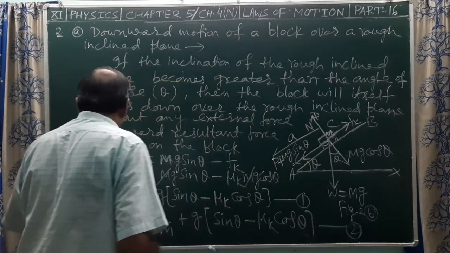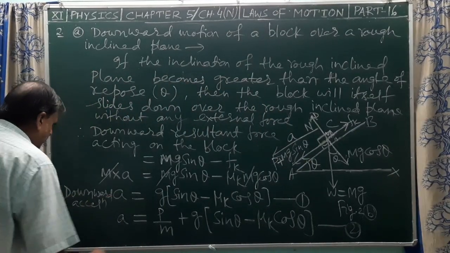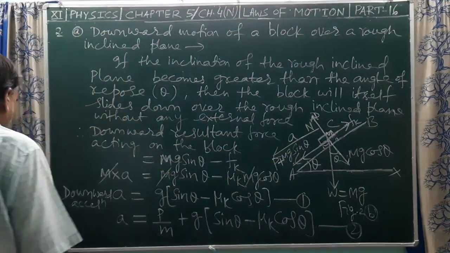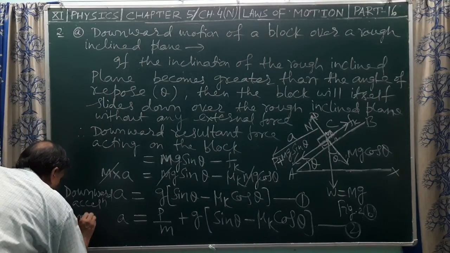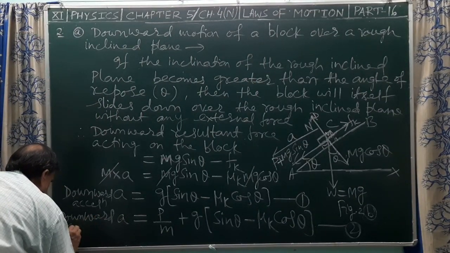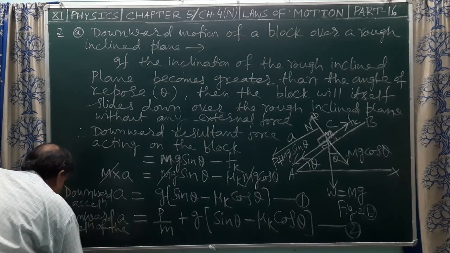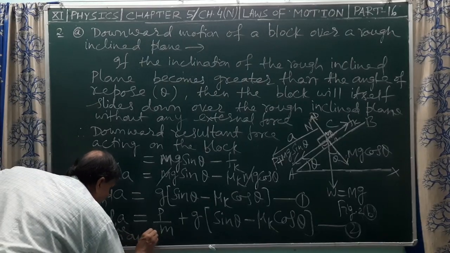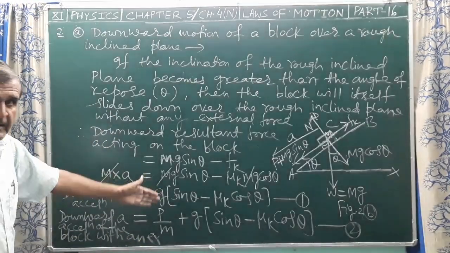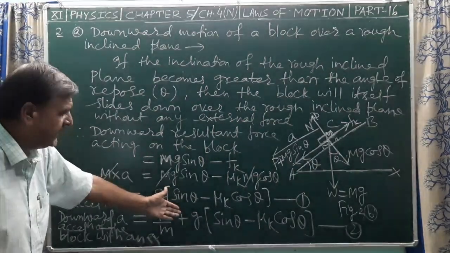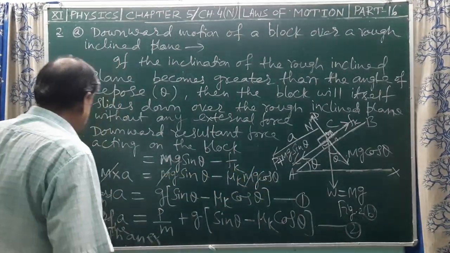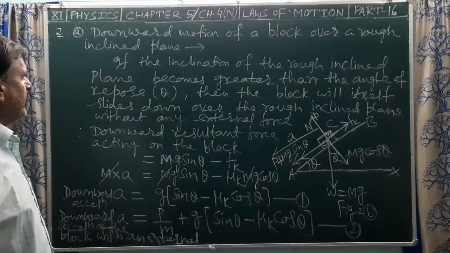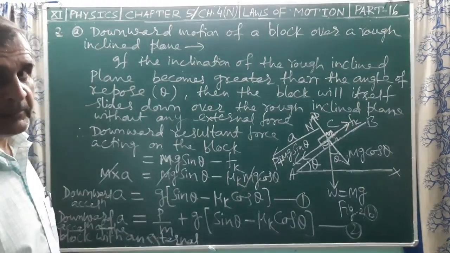And this is equation number 2. This is also downward acceleration, but with external force P acting on the block. So this is also the formula for downward acceleration of the block with an external force P. That is, a is equal to P by M, that is external force by mass, plus g, small g, under bracket sin theta minus mu k cos theta. This is another formula we have obtained in case of downward motion of a block over a rough inclined plane.